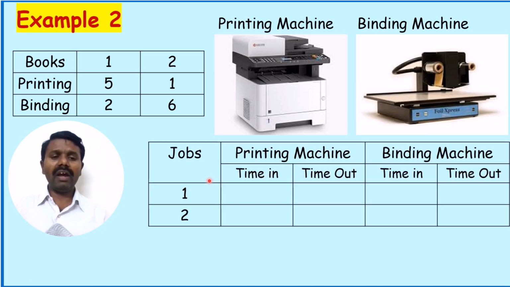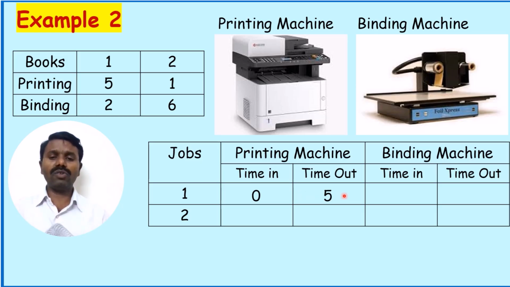Now let us make a table in which we will make the job sequencing 1 and 2, and here we will also need to note the printing machine and binding machine in time and out time for every job. Let us say he is first doing the job book 1. Then book 1 will take 5 minutes for printing, so the printing machine will start at in time 0, and then it will take 5 minutes for printing the first book, so out time will be 5 minutes. It starts at 0 time and completes its task after 5 minutes.